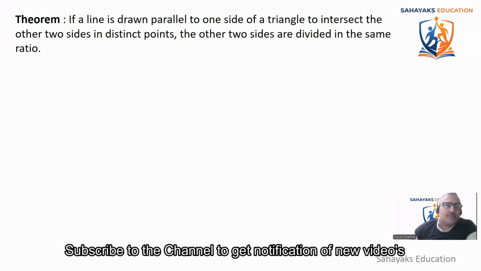Okay, let's come to this theorem. If a line is drawn parallel to one side of a triangle to intersect the other two sides in distinct points, the other two sides are divided in the same ratio. Before doing this theorem, I want to tell you one concept so that you understand this theorem better.